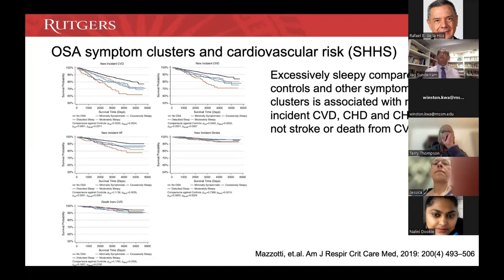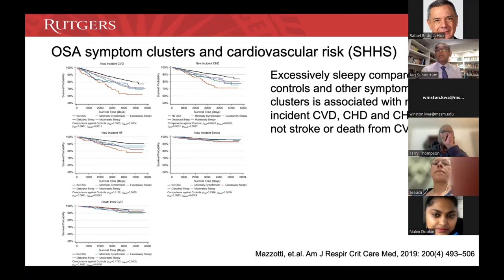I'll show you data on some of these symptom clusters, but the essential symptom clusters are excessive sleepiness as the primary symptom cluster. Almost 50% of people coming into the sleep lab have excessive sleepiness as their primary symptom. But then there are those who have disturbed sleep without sleepiness as a potential problem, or moderate sleepiness, not severe or excessive sleepiness. And there are those who are minimally symptomatic and don't have any symptoms, but are being referred because of concerns that they have severe sleep apnea.